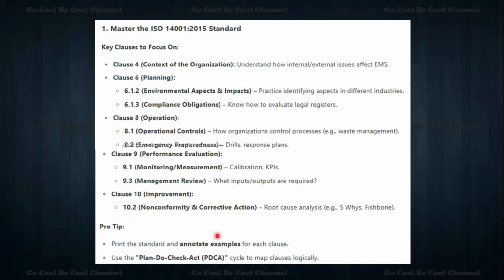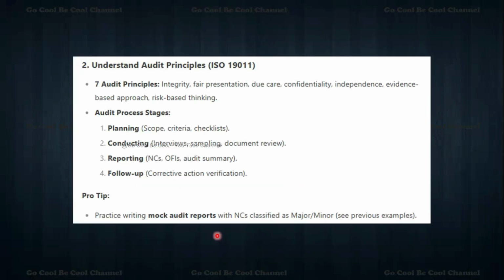Now next, understand audit principles. As I said, in 19011 we have 7 audit principles. So what are all those? Integrity, fair presentation, due care, confidentiality, independence, evidence based approach, and risk based thinking. The audit process stages are planning: scope, criteria, checklist; conducting: interview, sampling, document reviews; and reporting: NC, OFI (opportunity for improvement), audit summary. Then follow up is corrective actions and verification.